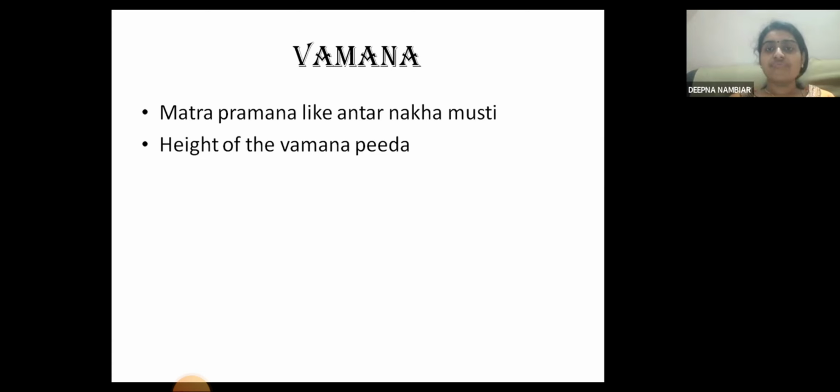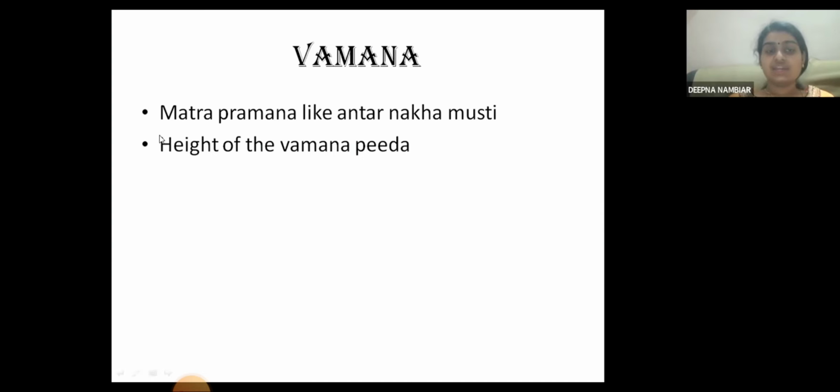And next, in the case of Vamana, the most important factor we can see is the selection of the pramana, what pramana of the medicine of Vamana we should give. This is the Antar Nakha Mushti, which will be different for each and every patient. So the amount of Vamana Dravya has to be given in the Antar Nakha Mushti pramana of that particular patient. This is different for each patient, and so the Vamana Dravya pramana that should be given also differs.